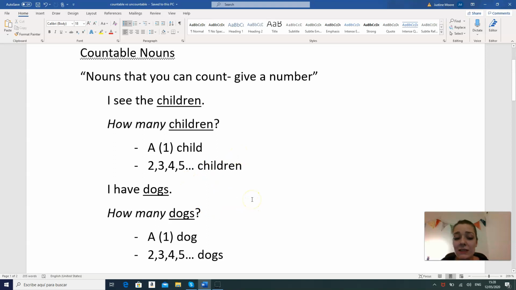There are also singular and plural for most countable nouns. So look, 1 child, 2 children, 1 dog, 2 dogs. In general, having a singular and plural form generally means that it is a countable noun. Not always. So just when you're thinking, can it be a number? Yes, a number, then it is a countable noun.